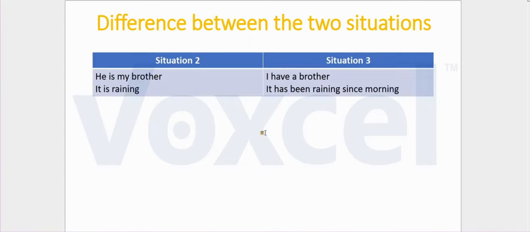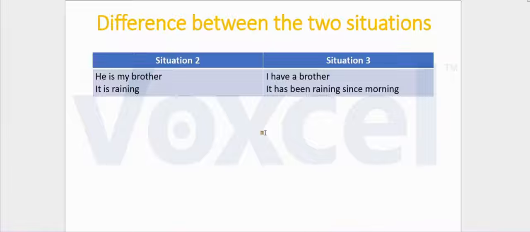Clear? It is raining. It has been raining since morning. So what's the difference between these two? Both are in present. So that's the common thing. But what's the difference? I want to understand from you guys. Have you understood the difference here? If you want more time, you can pause the video and I'll continue. Then you can resume after understanding that particular difference. And if you are not able to understand it, I'm going to explain it right now.